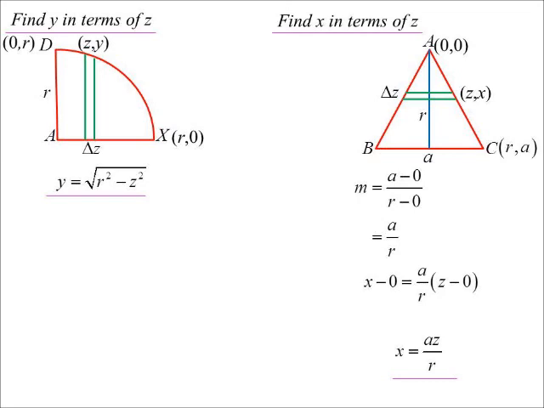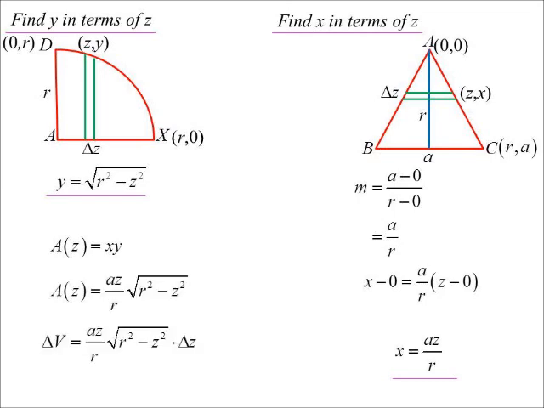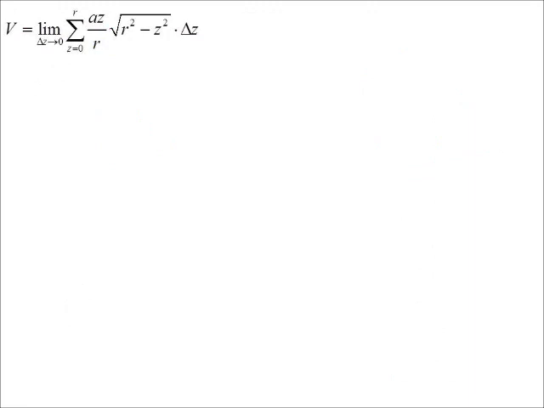We can now create our function. The area function we said was X times Y, so that's what we're going to have to end up integrating. Sum them all. Now, where are we summing from? We're going from 0 to R, aren't we? So our Z values are going from 0 to R. So our sum, there it is, 0 to R of AZ on R, square root of R squared minus Z squared. But again, we've got quite a few constants there. The A on R is a constant. That can come out the front.